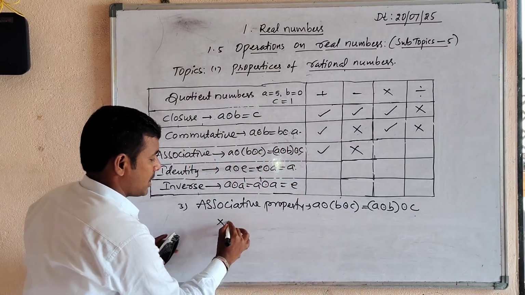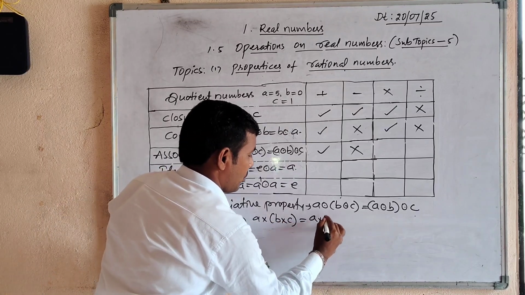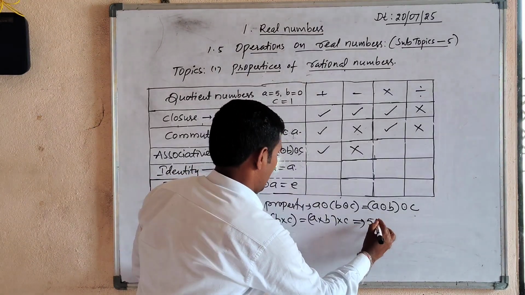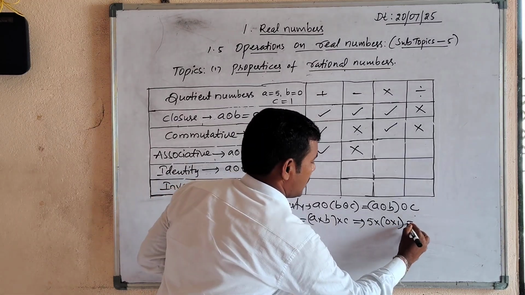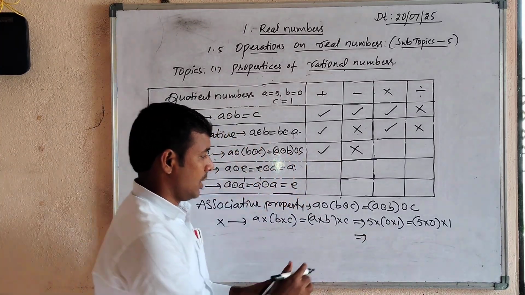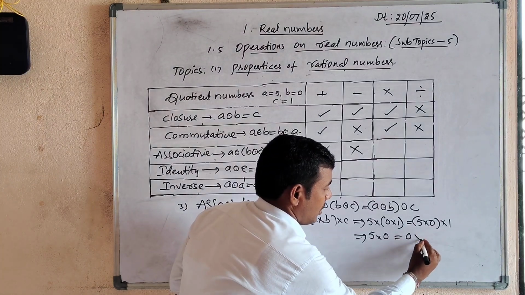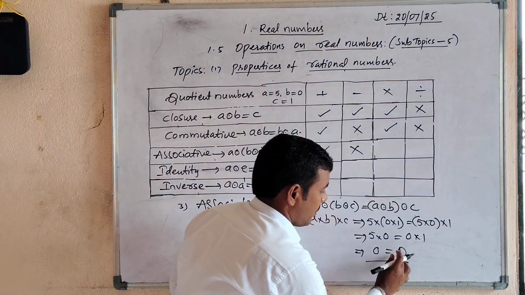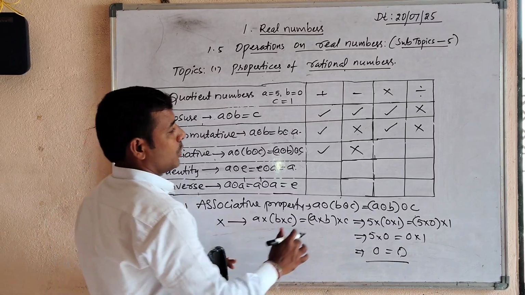Now let us go with the multiplication concept. A into (B into C) is equal to (A into B) into C. Then A value 5 into (B value 0 into 1), which is equal to (5 into 0) into 1. Let us see. 0 into 1 is 0, 5 into 0 is 0. On the right side, 5 into 0 is 0, 0 into 1 is 0. Left side answer and right side answer are both the same, so here it is the right symbol.